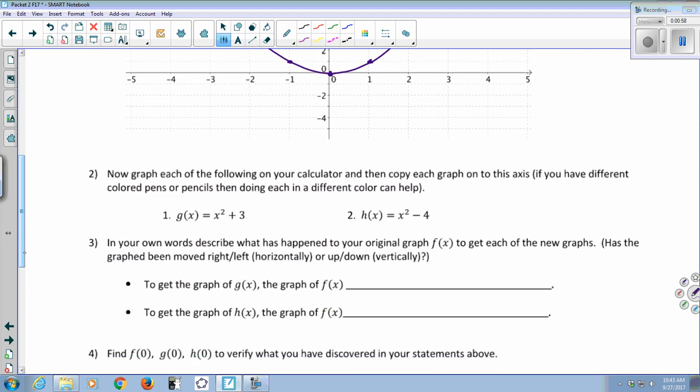All right, so now I'm going to use some graphing technology, a calculator or GeoGebra, to graph x squared plus 3 and x squared minus 4. And I'm going to copy it onto this picture that I already drew.